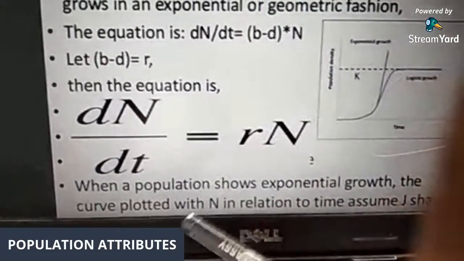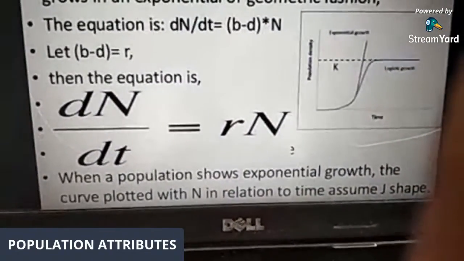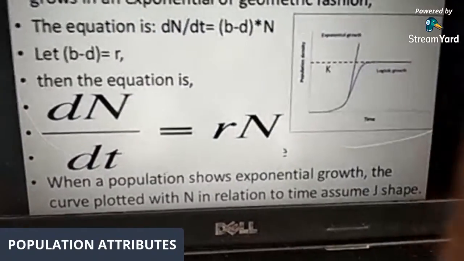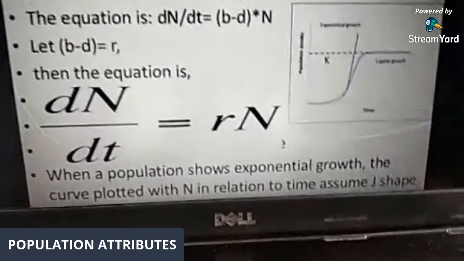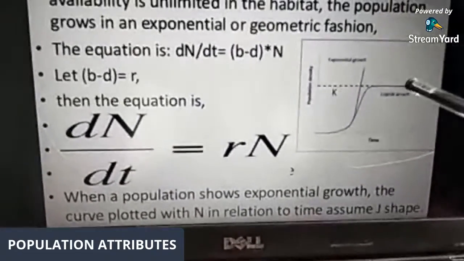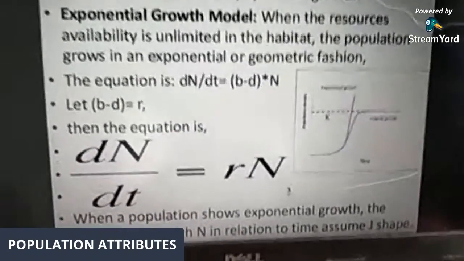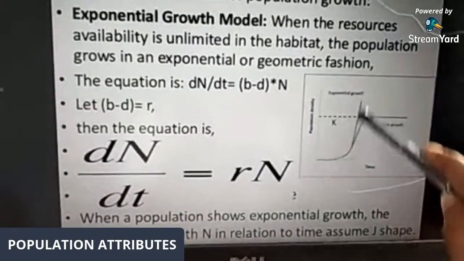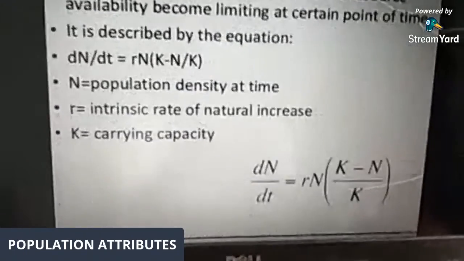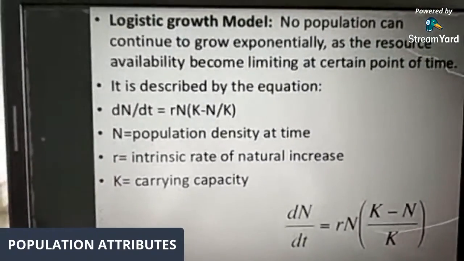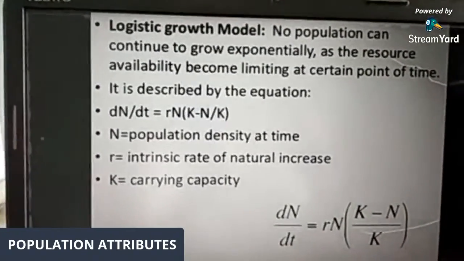Clear? So when a population shows exponential growth, the curve plotted with N in relation to time assumes a J shape. Look, this is the J-shaped growth curve. Clear? And the next one is the S-shaped or logistic growth model, or sigmoid growth model.